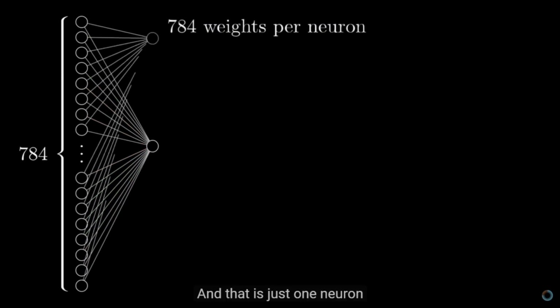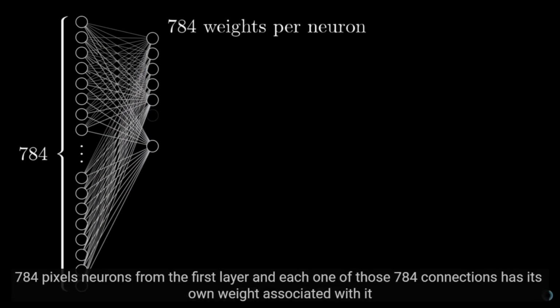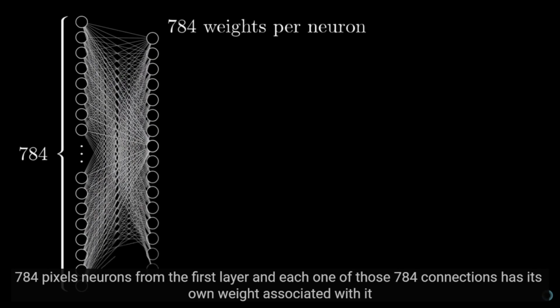And that is just one neuron. Every other neuron in this layer is going to be connected to all 784 pixel neurons from the first layer, and each one of those 784 connections has its own weight associated with it.